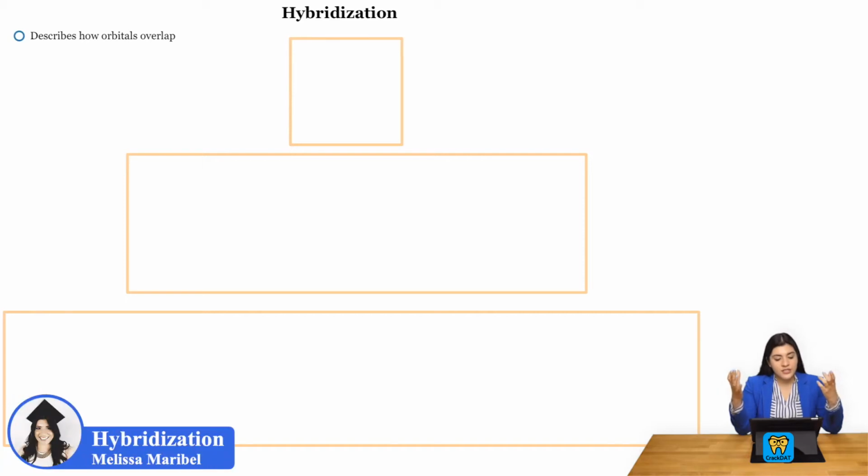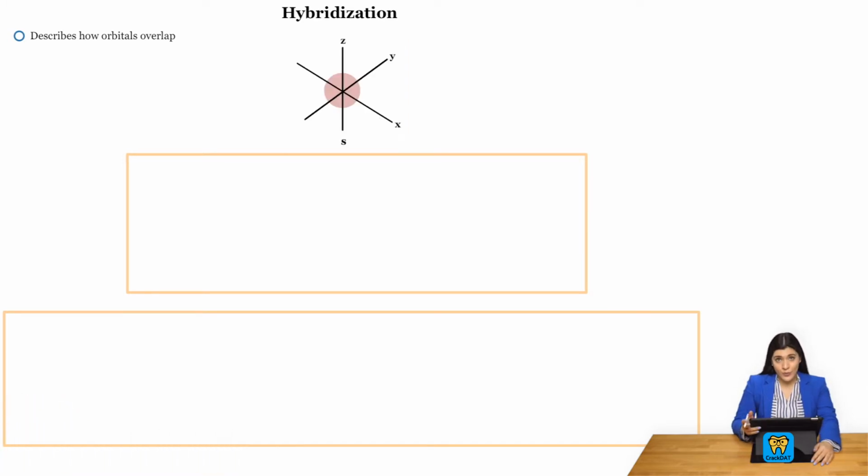So since hybridization describes how orbitals overlap, there are different types of orbitals that we're going to look at. So the first one is going to be our s orbital. And that essentially is just one subshell, and that's going to be spherical. Okay, so it's really just going to be some sort of sphere.